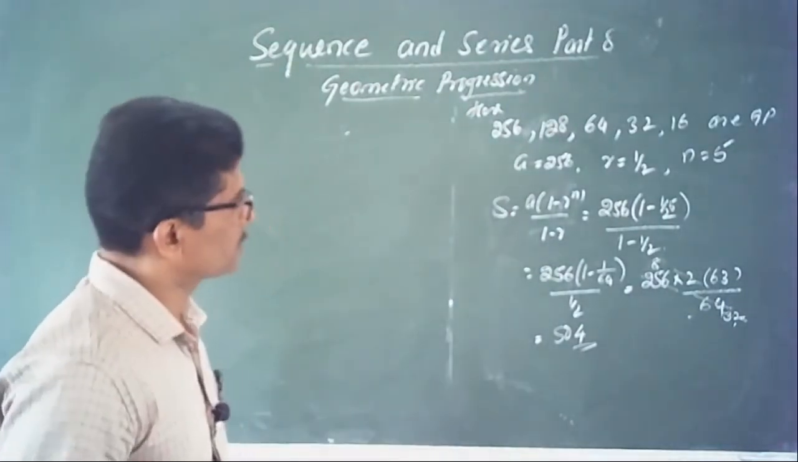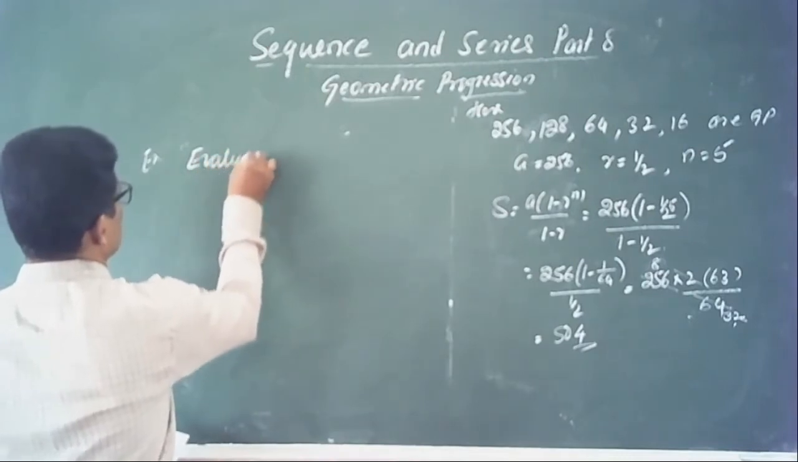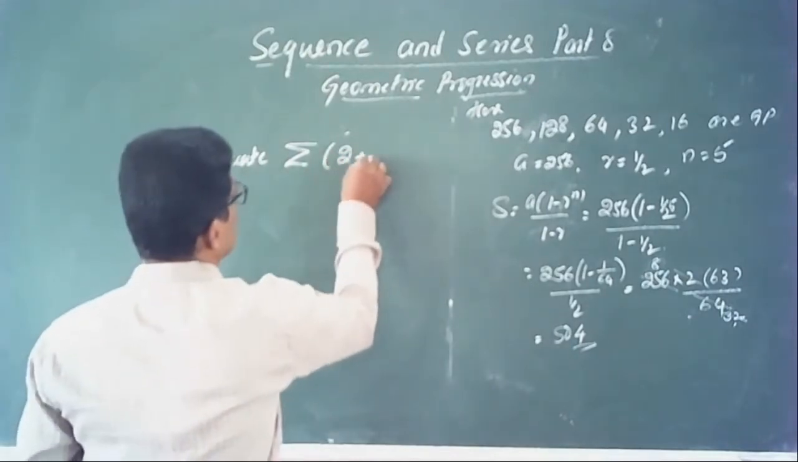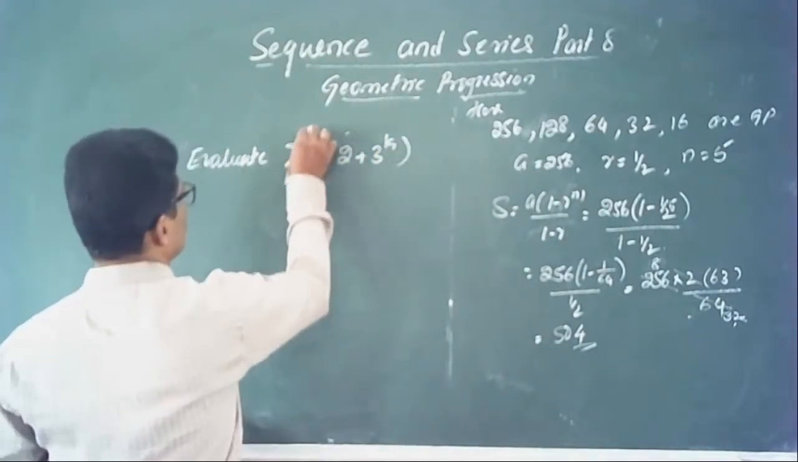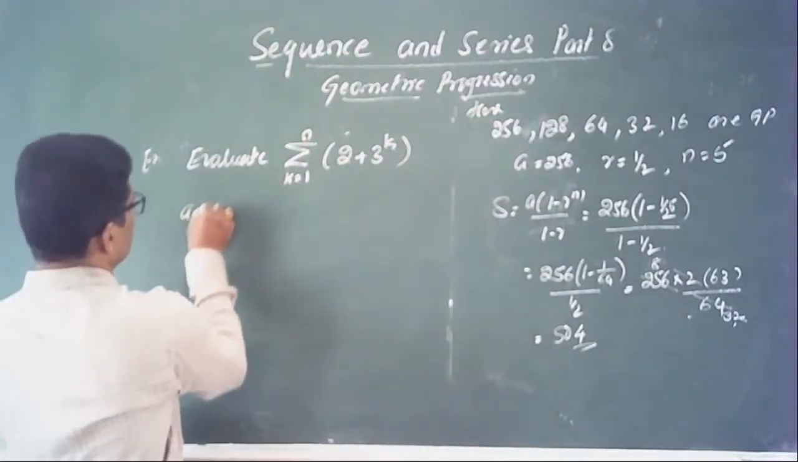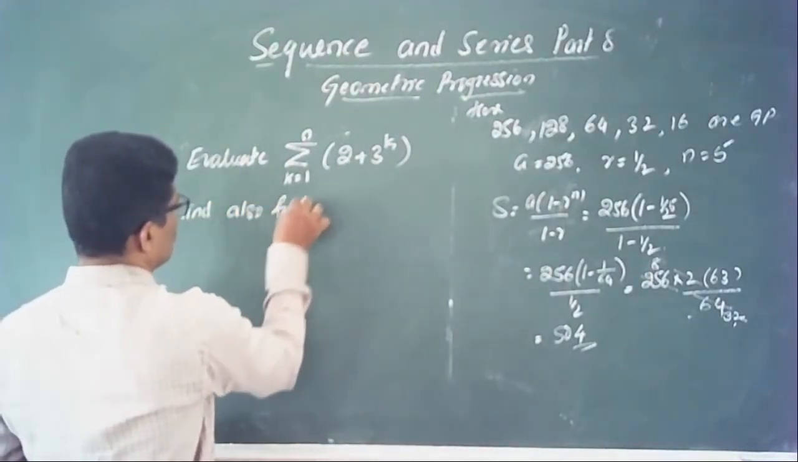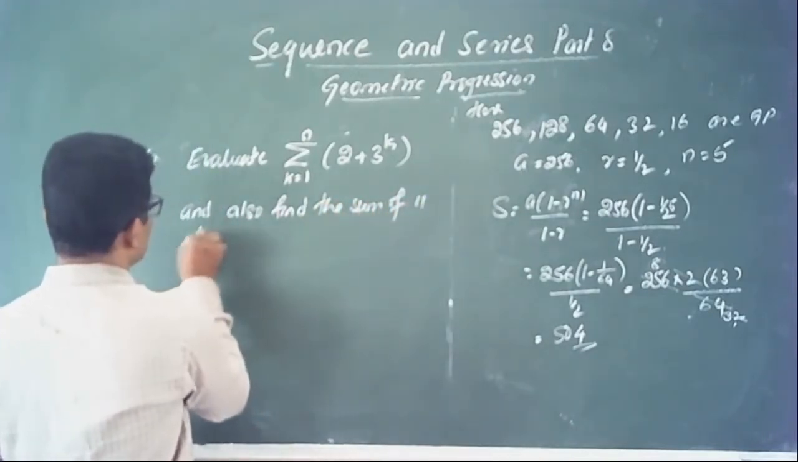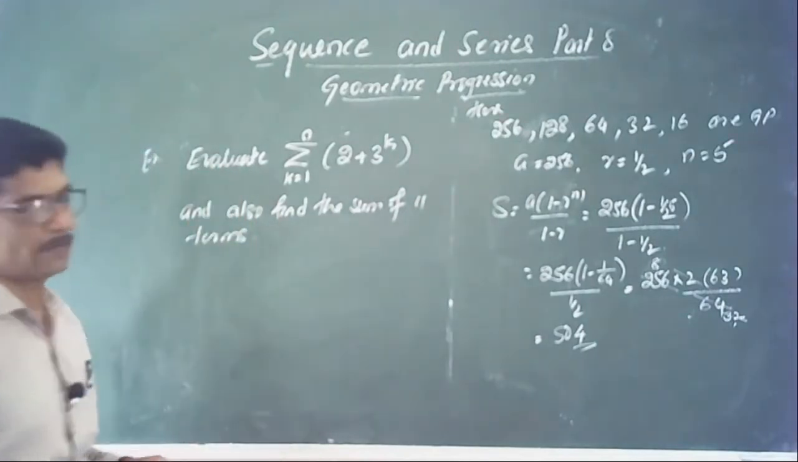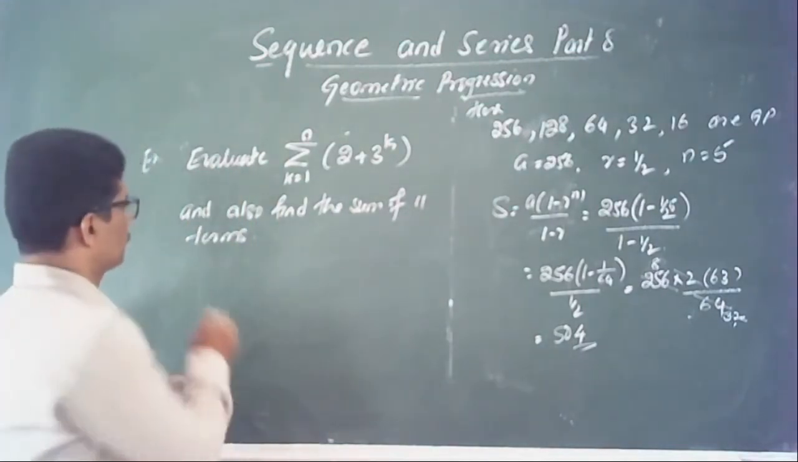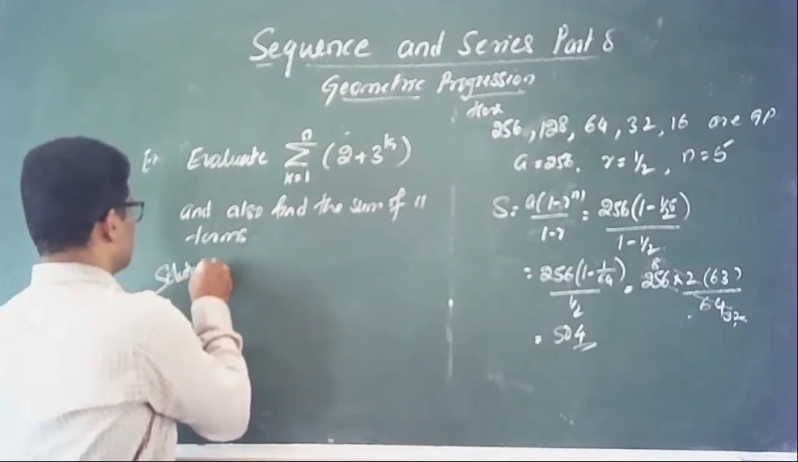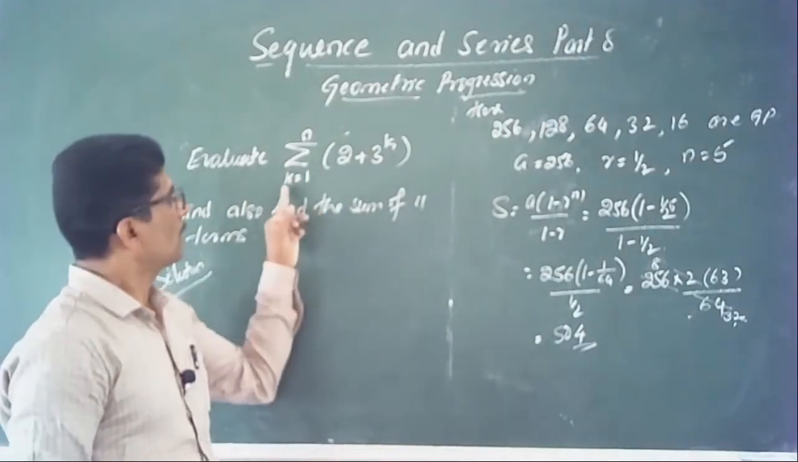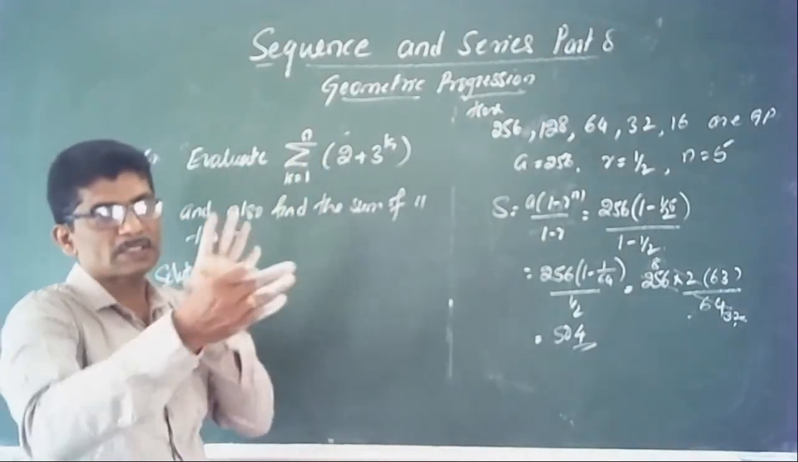In compact form it is given: evaluate the summation of 2 plus 3 raised to k, k taken to n, and also find the sum of 11 terms. Sum of 11 terms, this can be a 5 mark or 4 mark question. The solution: this one is given, evaluate the sum of these terms. Here k taken from 1 to n means the sum of n terms.